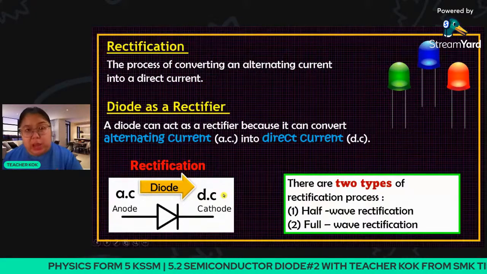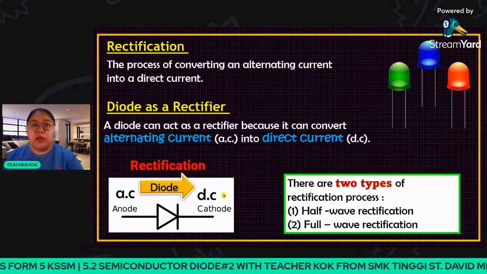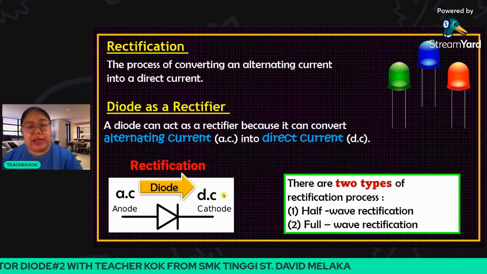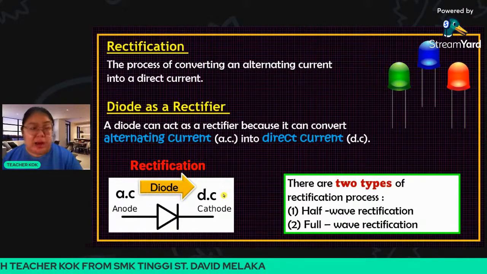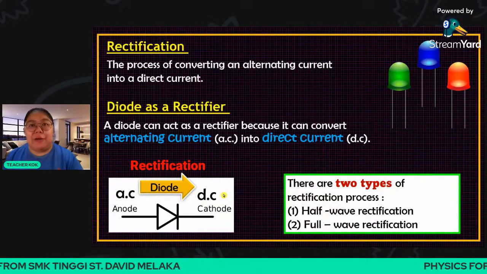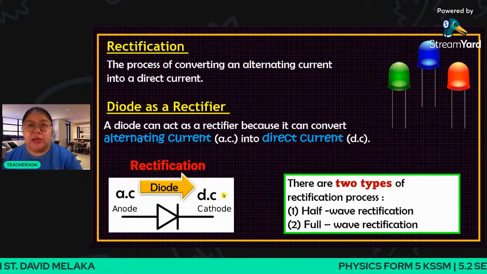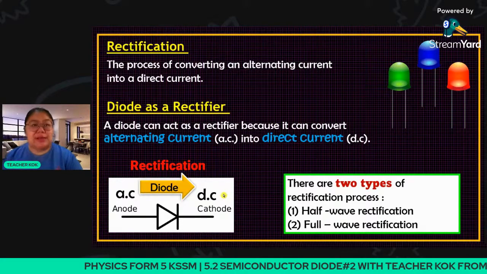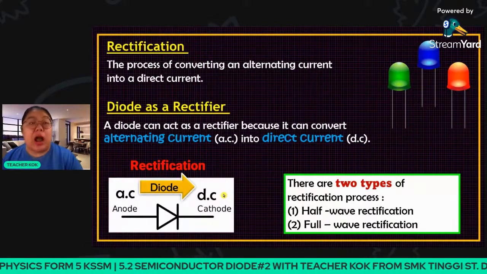The first one is half-wave. Okay, half-wave means you give me the full, I output half only. Okay, I cannot give you the full output. I only give you the half. So that means half current. So you give me the full alternating current, I just give you half direct current. Maybe the first cycle can be read, the second cycle cannot be read. This one we call half.